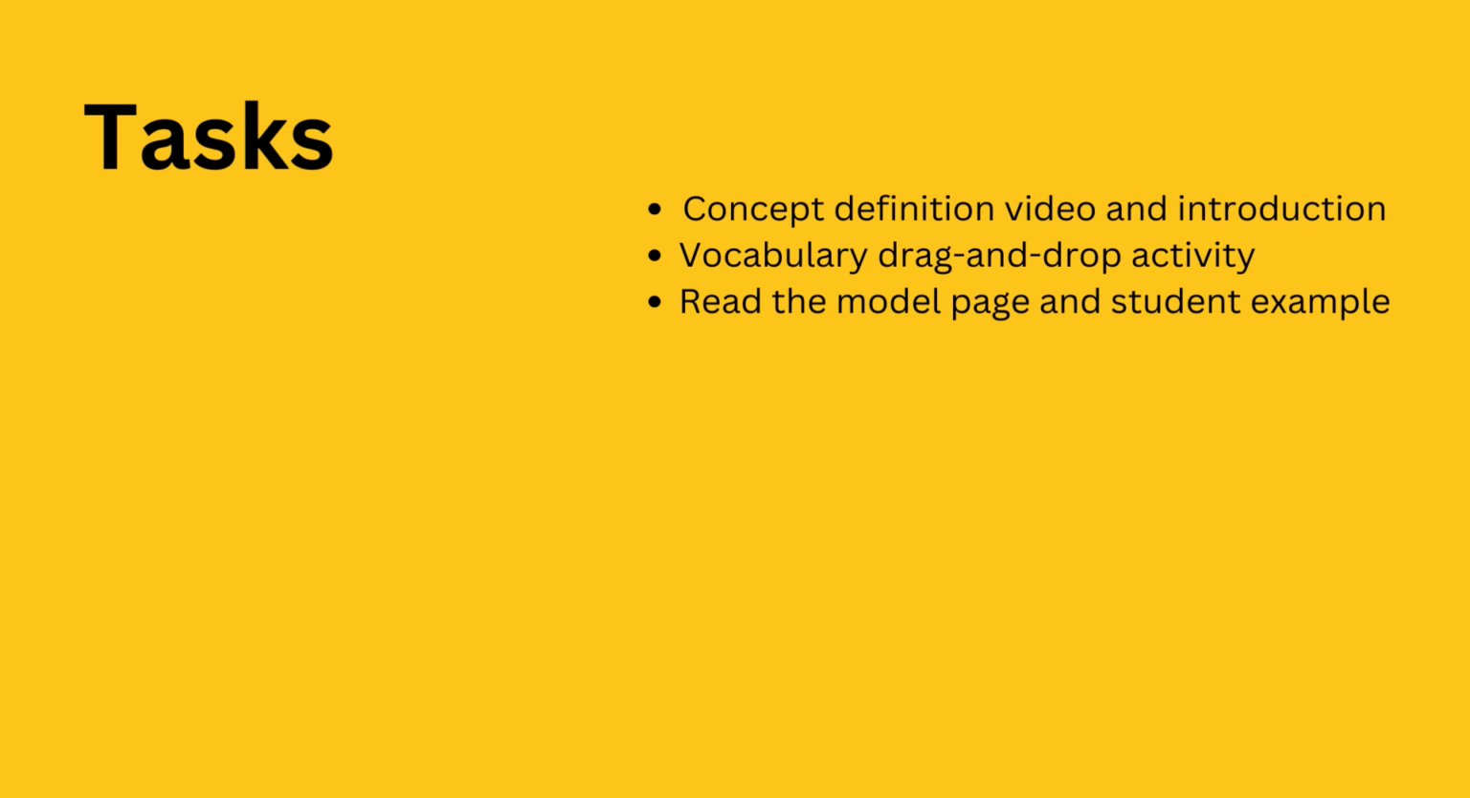Then read the model page. The top half of the page gives you direct instructions for applying this skill. The bottom half of the page is a student example. Pay close attention to how the student annotated the text and the inferences that he made. Finally, when you feel that you understand this skill, then complete the Your Turn activity on tab 4 and check your own results for understanding.